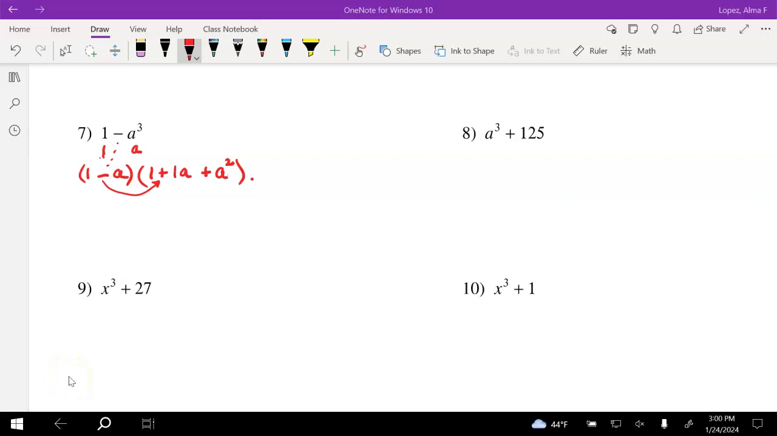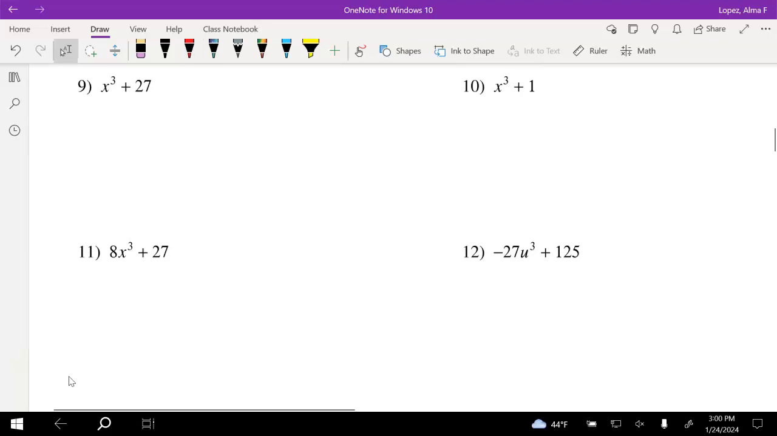This is cubes, part 2. With x cubed plus 27, we first start off by identifying what's being cubed in each position. This is an x that's being cubed, and 27 is a 3 that was cubed. Once we identify that we have a cube problem, you open up your two parentheses. One is a two-term phrase, one is a three-term phrase.